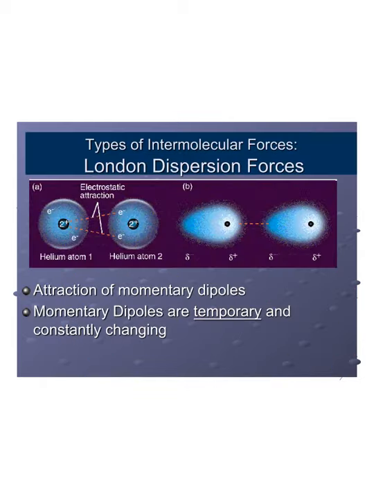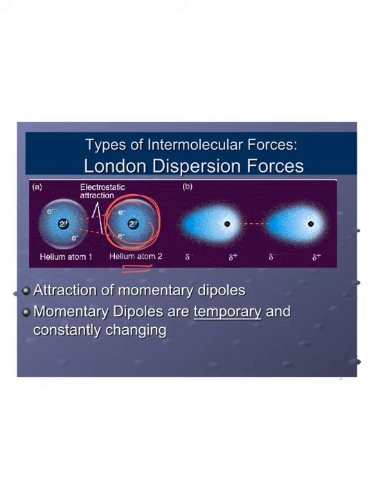So we're going to talk about the types of intermolecular forces, van der Waals forces, and the first one is the weakest one. And this one is called a London dispersion force, a London dispersion force. So let me just explain this. So in a London dispersion force, I want you to imagine this helium atom, and it's got its 2 electrons buzzing around in its electron cloud.